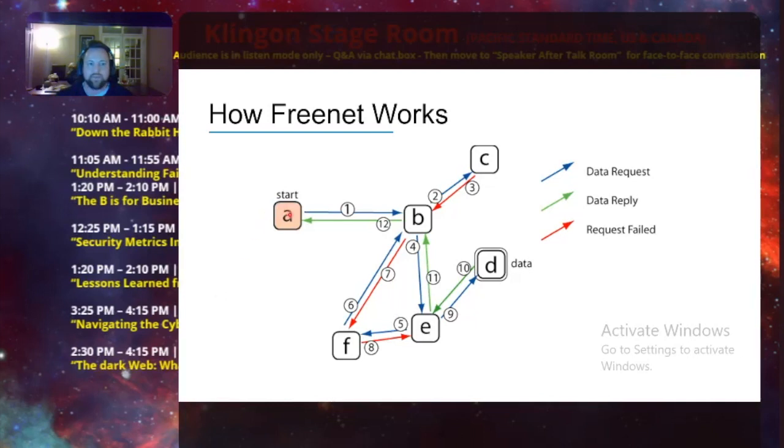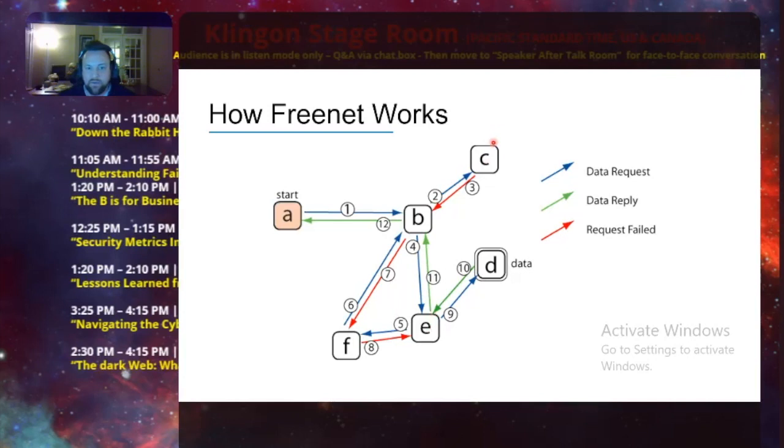Right, great. So let's say I want a cat meme picture. We'll keep it G-rated. So I'm going to send a request to my neighbor node, node B. Node B checks its store. It does not have that picture. So it's going to send a request to its neighbors. First sends to node C. Node C says it doesn't have it. Next, it sends it to node E. Node E doesn't have it.